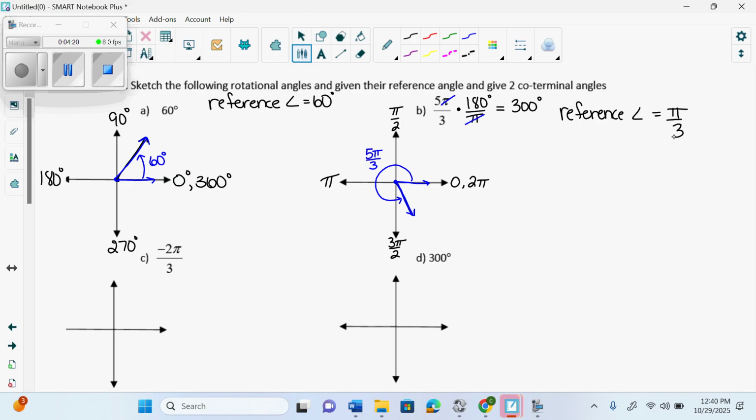If not, you could say, okay, well, this is 60 degrees, right? Converted it's pi over 3. Or you could go 2 pi minus 5 pi over 3, which is still pi over 3. But it's always pi over whatever the denominator was.